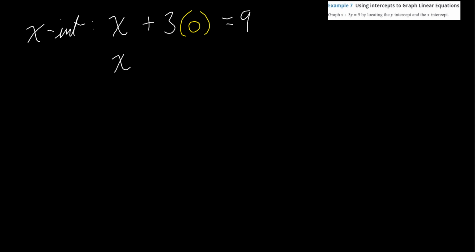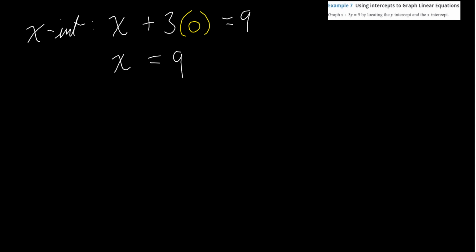It says graph x plus 3y is equal to 9 by locating the y-intercept and x-intercepts. This is not going to be too hard. Let's start off with the x-intercept. In order to find the x-intercept, I have to set y equal to 0. So I'm going to say x plus 3 times 0, setting my y equal to 0, is equal to 9. And I've got x is equal to 9.